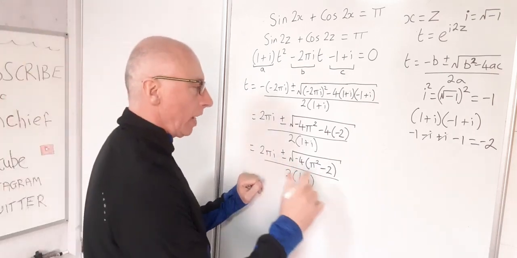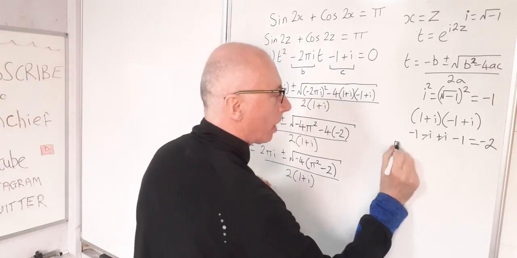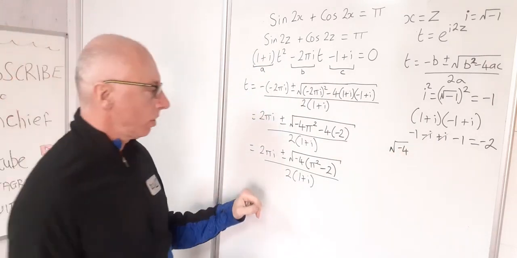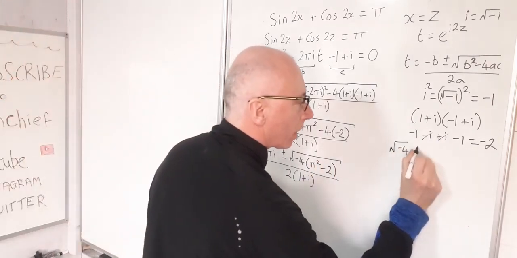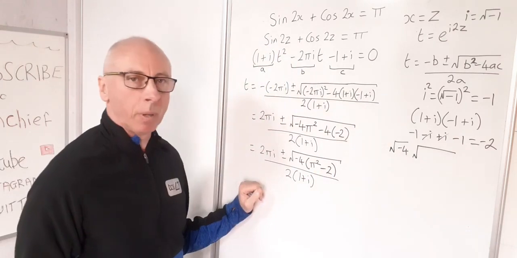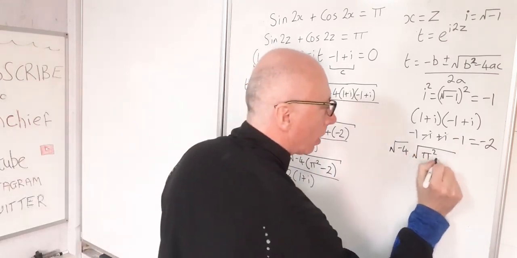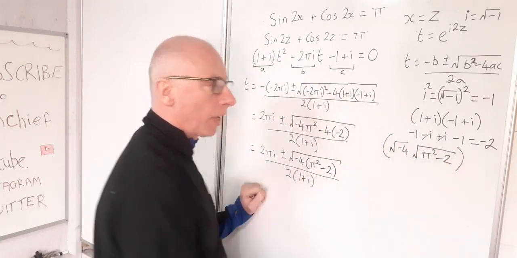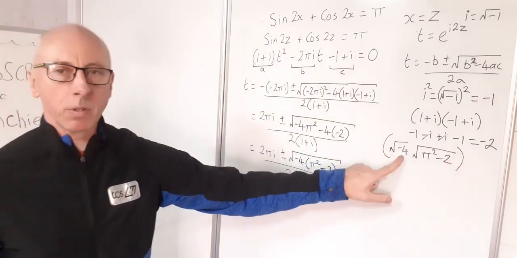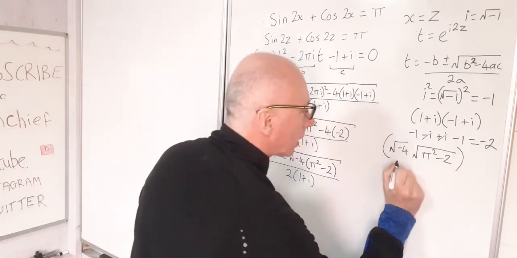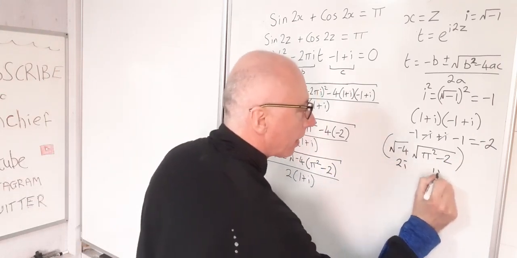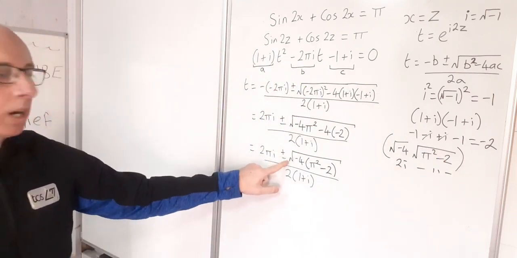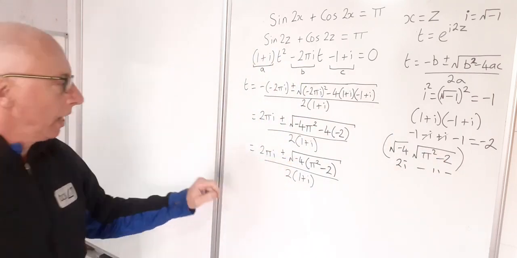So basically what I've got here, if I just write this up on the side, I've got the square root of minus 4. Remember all our rules with surds. I can do minus square root of minus 4 and then square root of pi squared minus 2. This is equivalent to this. This is the same thing. Now minus square root of 4, I can rewrite that as 2i, and then this will just come down. So now I can rewrite this with a 2i and take that out of this radical here.